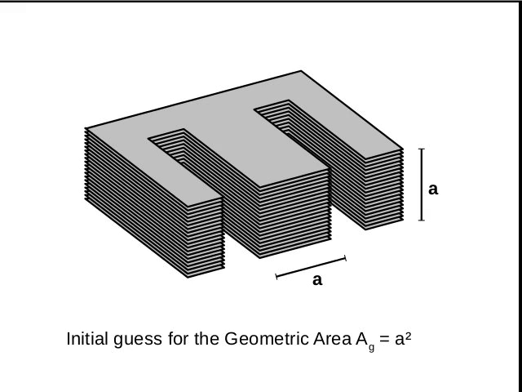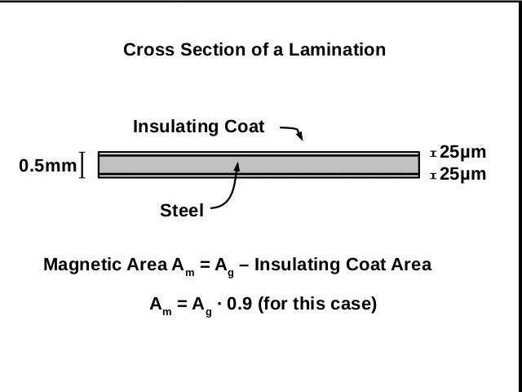One of the most common thicknesses for those laminations is 0.5 millimeters. They are covered on both sides with a 25 micrometer coat of insulating material so as to reduce eddy currents. This will make 10% of the total thickness. You then multiply the area Ag by 0.9 in this case. That is called the magnetic area Am, and that is the area that we will effectively consider for our calculations.